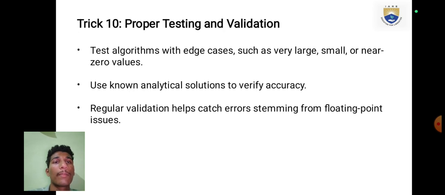Trick 10. Proper testing and validation. Test algorithms with edge cases such as very large, small, or near-zero values, using known algorithm solutions to verify accuracy. Regular validation helps catch errors stemming from floating point issues.